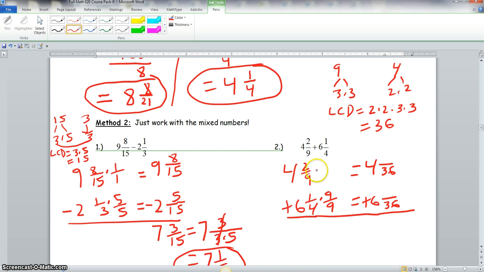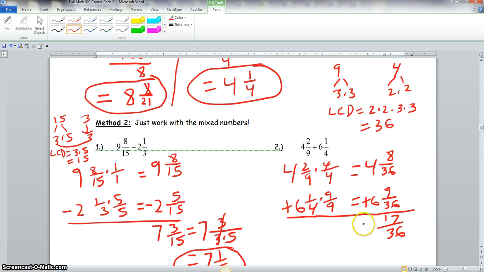And 36 divided by 9 is 4. Multiply the numerator and denominator by 4. 1 times 9 is 9, and 4 times 9 is 36. 9 times 4 is 36, and 2 times 4 is 8. Now, we will add these together. 8 over 36 plus 9 over 36 is 17 over 36.